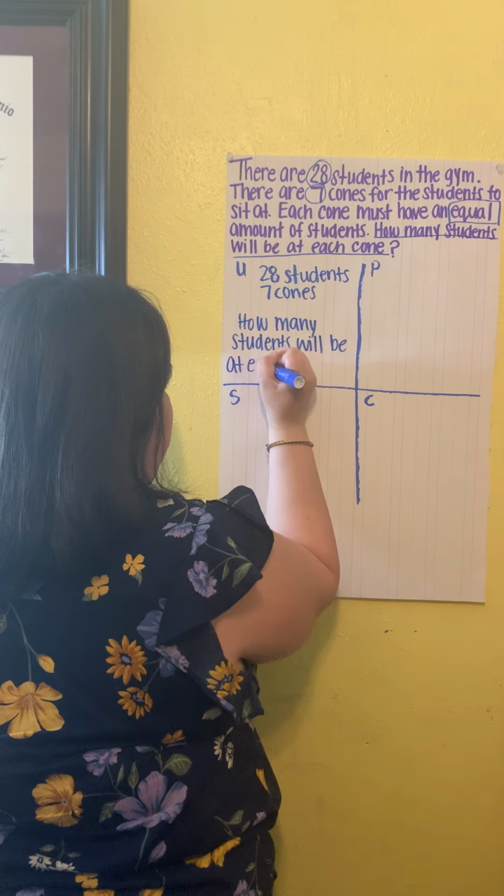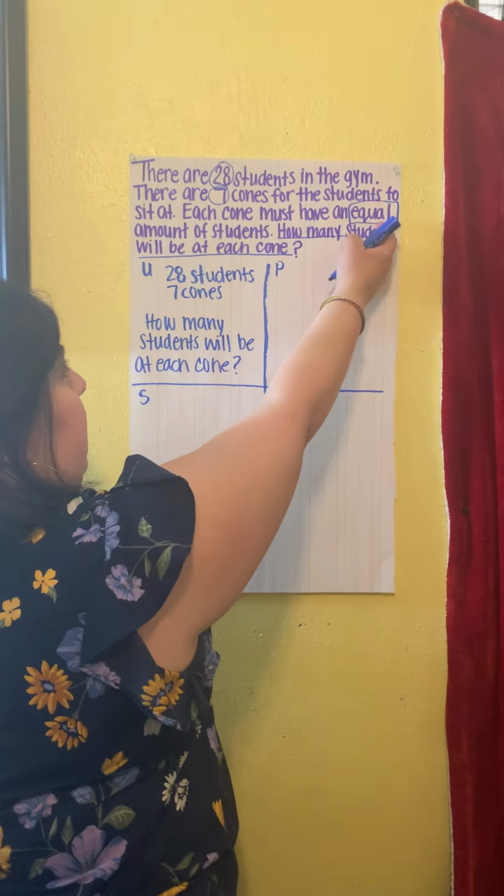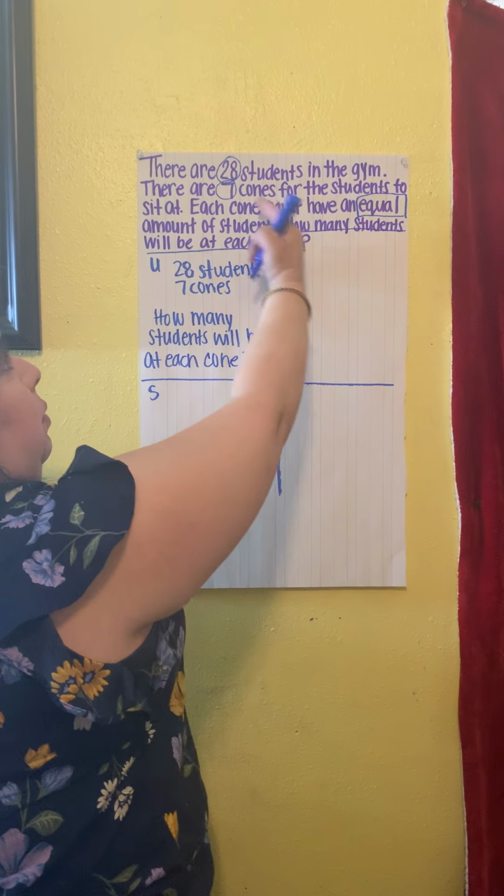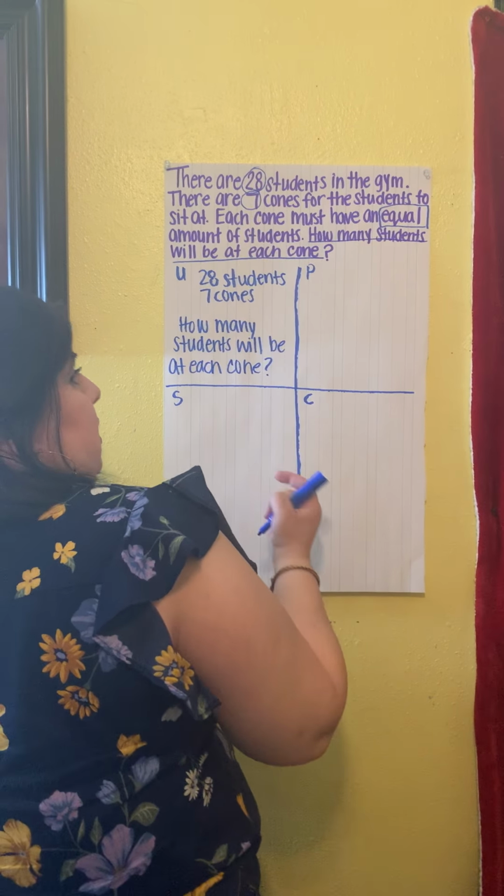Okay, then we want to show how we would solve it. So if we need an equal group, then we automatically know that it's going to probably be division. So we're going to be dividing. Remember, I tell you to write how many steps it is. So it's a 1-step problem. And what are we going to be dividing? 28 divided by 7. And that's going to give us our total number of students at each cone.